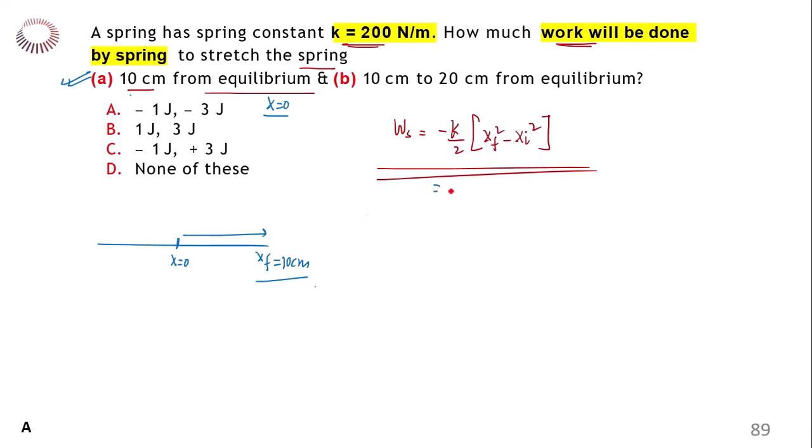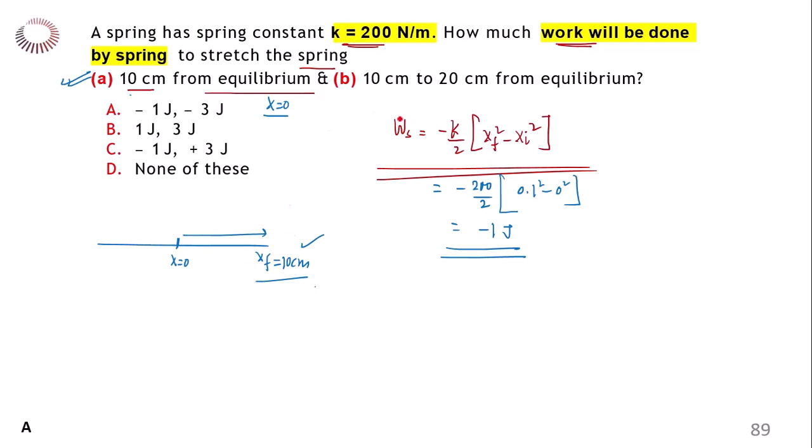So it should be equal to minus 200 by 2 into x final squared. x final is 10 centimeter, but you have to convert it into meters because x should be in meters. So 10 centimeter means 0.1 meter. So 0.1 squared minus 0 squared, since x initially is 0. 0.1 squared means 1 by 100. So ultimately it gives minus 1 joule.